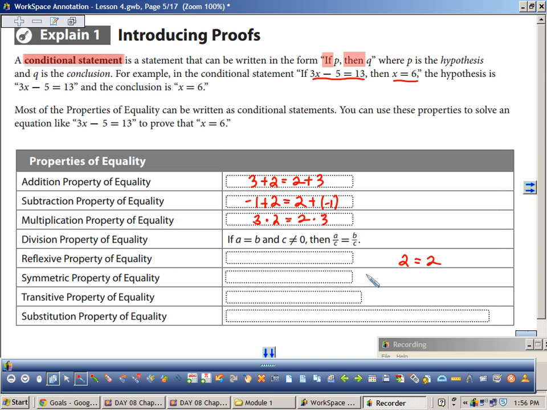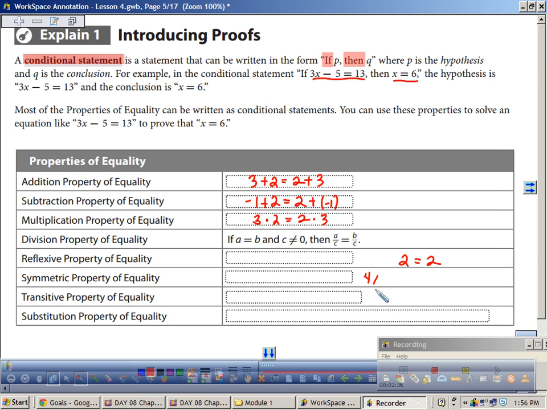Symmetric property. How many of you does it bug? If I have 4, sorry, let me rewrite this. If I have 4 equals 2x minus 1, how many of you like to switch that around? I do. It bugs me when it's on the other side. Well, that's the symmetric property. I can rewrite it as 2x minus 1 equals 4. It's the same thing, right? Just switch. That's symmetry.